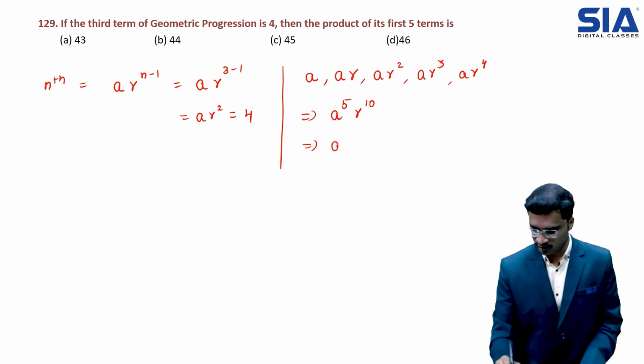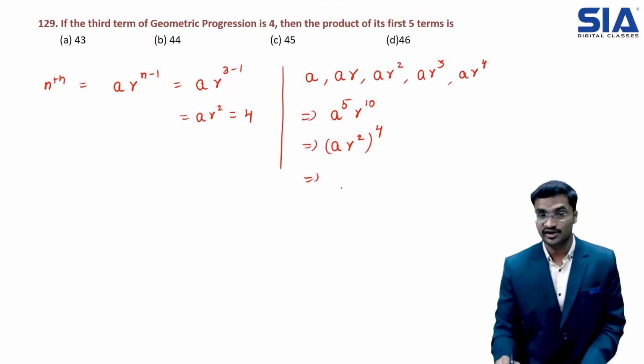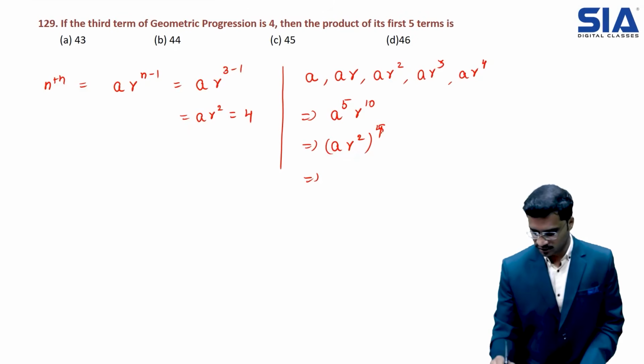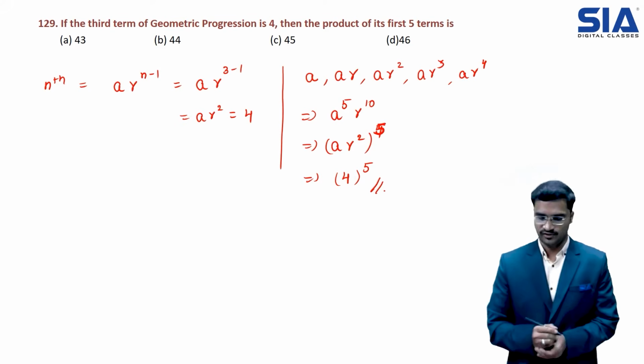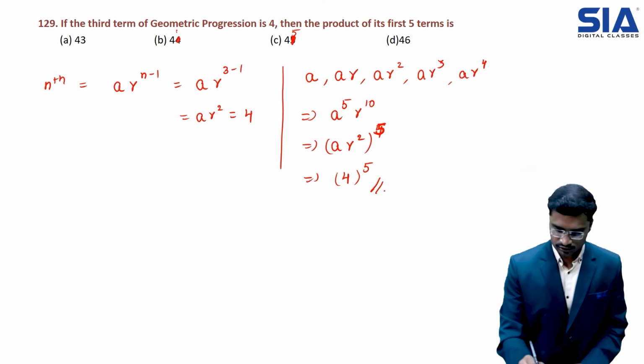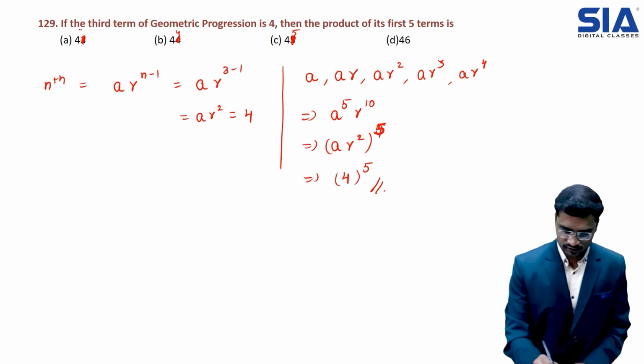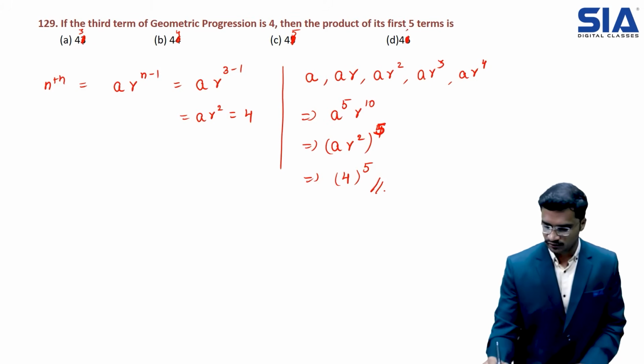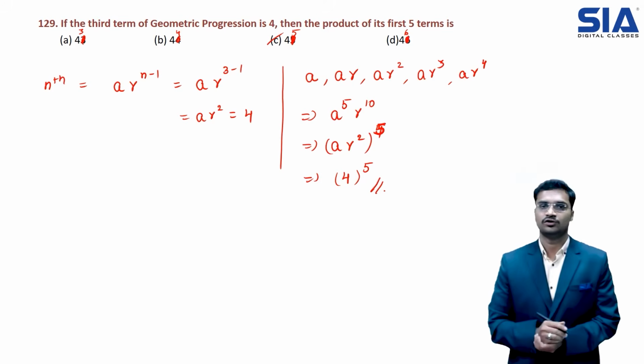This can be written as what? a r square whole to the power of 5. So we know the value of a r square. a r square is what? The value of a r square is 4. So our answer is 4 to the power of 5. So here the 5 is on the power. So our answer is 4 to the power of 5.